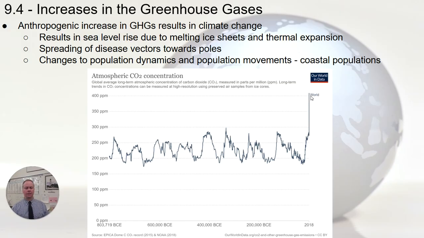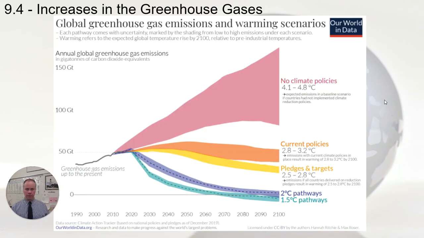We know that adding these greenhouse gases to the atmosphere results in a warming Earth, rising sea level because of melting ice sheets and the thermal expansion of the oceans. It can result in the spreading of disease towards the poles. It can result in changing population dynamics and climate refugees, especially in coastal areas. So there are all these impacts of climate change, and we'll talk in great detail about those in coming topics.